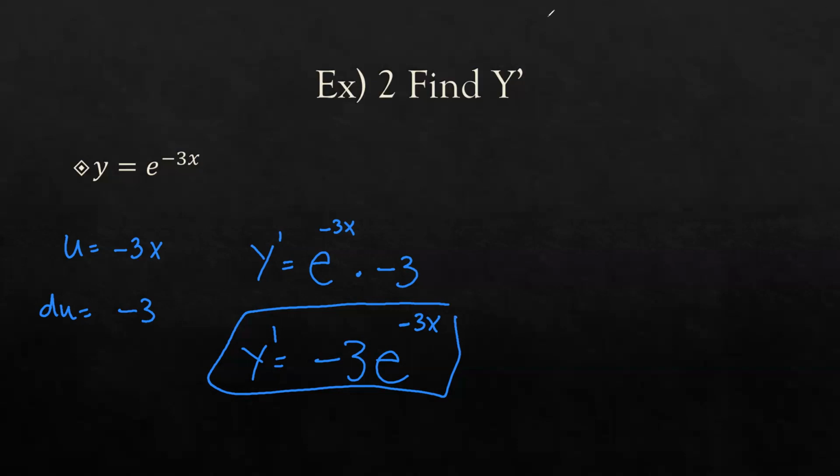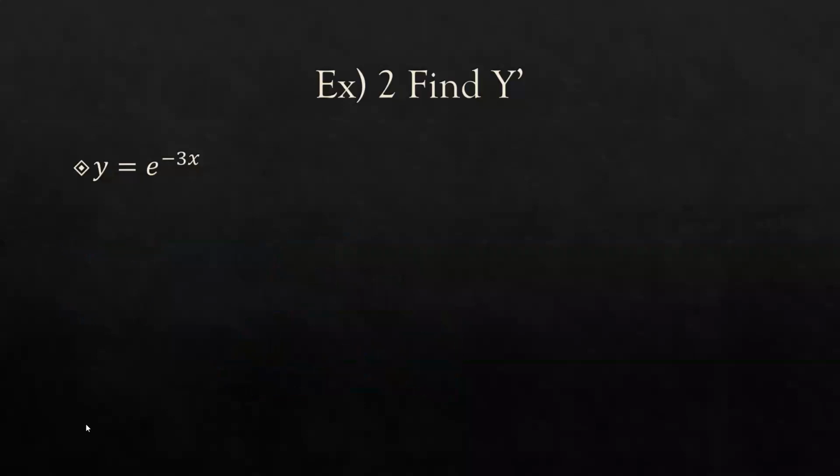Okay, let's move on to example 3. Now we have something slightly different. It is in a fraction. We have y equals e raised to the x squared, all over x. We're going to use two things: the quotient rule and the exponential rule.